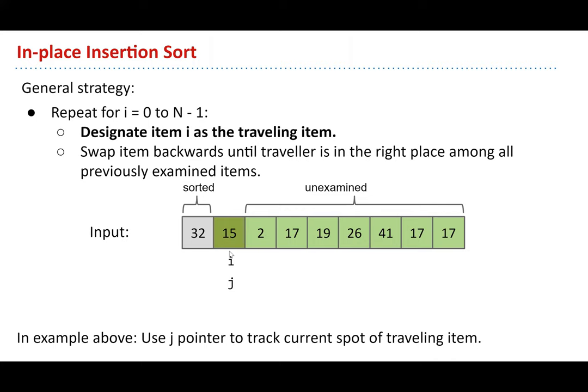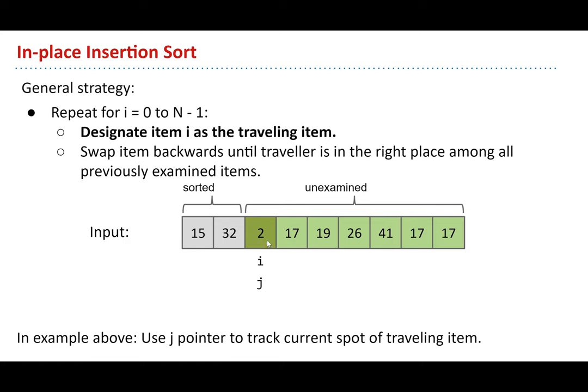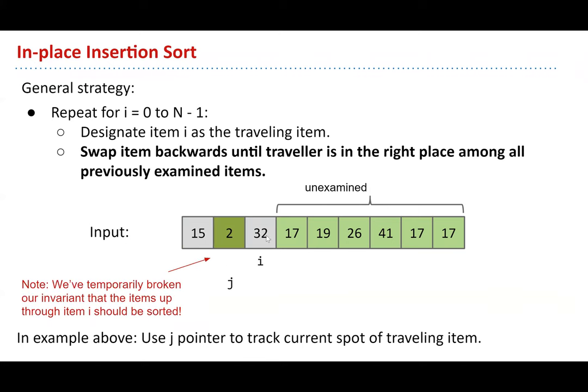What does the traveler do? It travels. Should it travel? Should it keep going to the left? Yes, we're going to trade. Okay, there you go. So we swap backwards. How about 2? What's 2 going to do? How far is it going to go? 2 spaces. So it goes boop, boop. All right, ready? So here we move the 2 back.